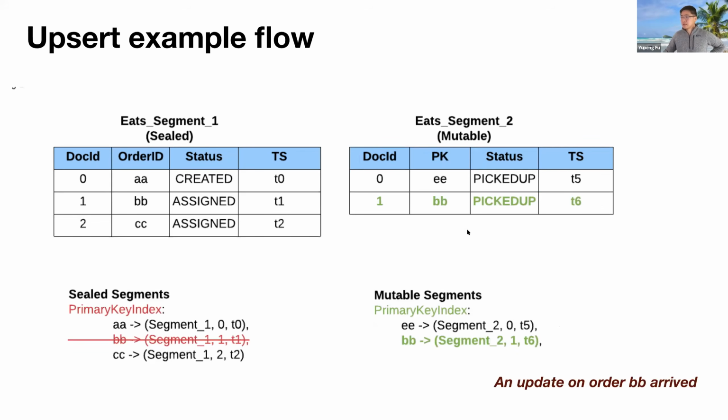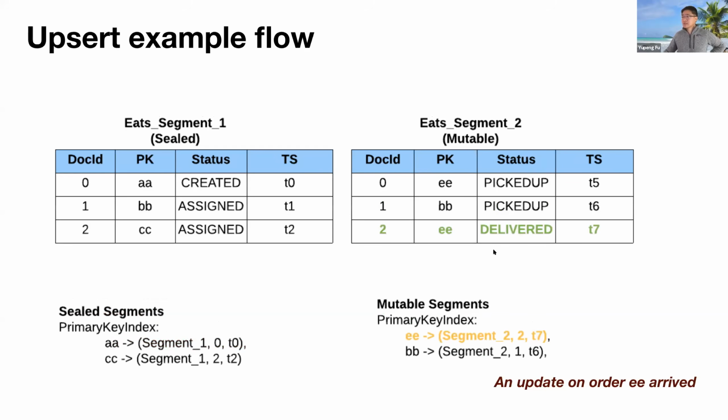Next, there's an update of order B coming in, saying that this order is already being picked up, with a new timestamp T6. So the way we update the data structure here is that we need to cross out the existing mapping from B to the old record location, and we add a new mapping which points to the new location in segment 2. This is pretty straightforward.